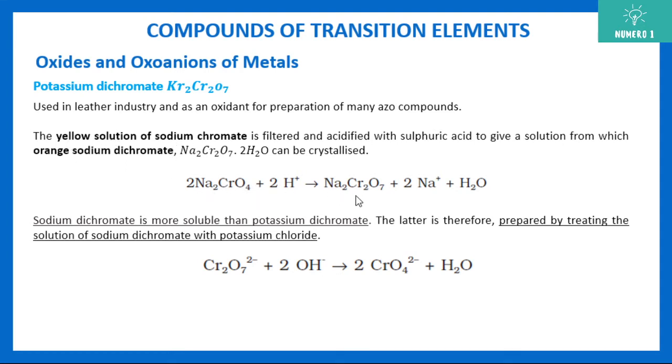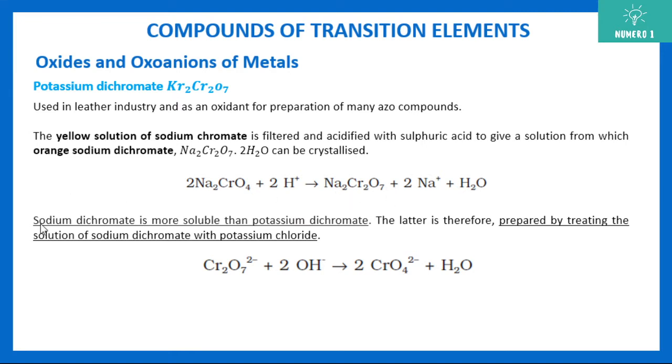You can see this is the reaction. It is prepared from sodium chromate. So you have your yellow solution of sodium chromate, which is filtered and acidified with sulfuric acid to give a solution which forms orange sodium dichromate. So chromate here is yellow and dichromate here is orange in color.